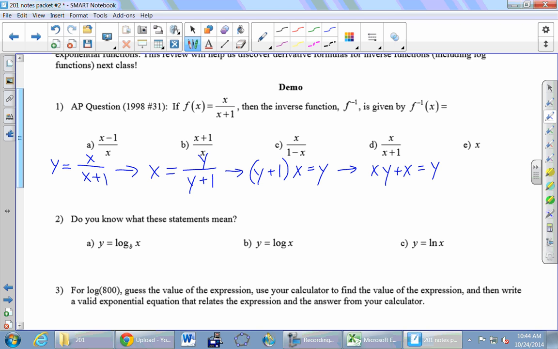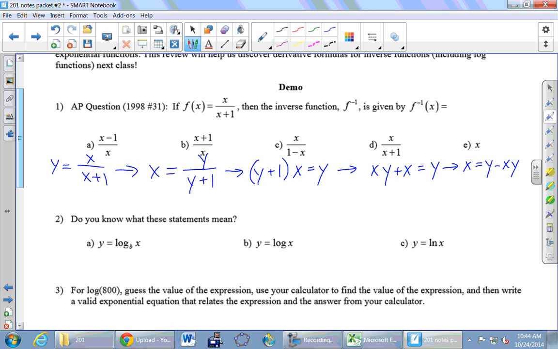And then we're going to move both terms with y's in it to one side. I'm going to move them to the right side. So subtracting that xy from both sides gives me x equals y minus xy. So far, so good. And the whole idea of getting the y terms on one side and the non-y terms on the other is what can we do now on the right-hand side? There are y's in every term on the right-hand side. So what can we do?